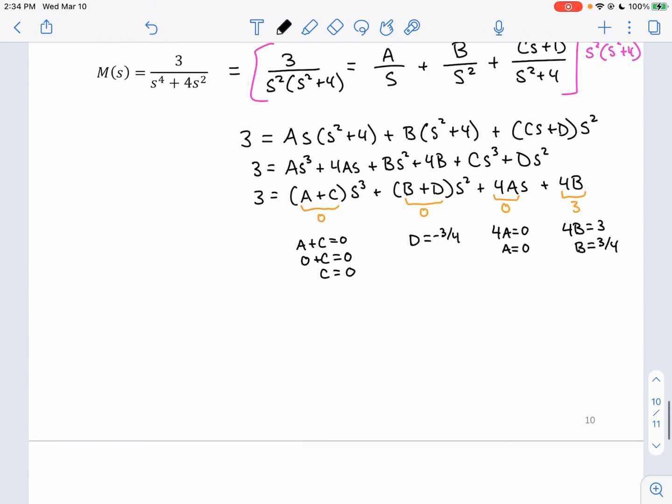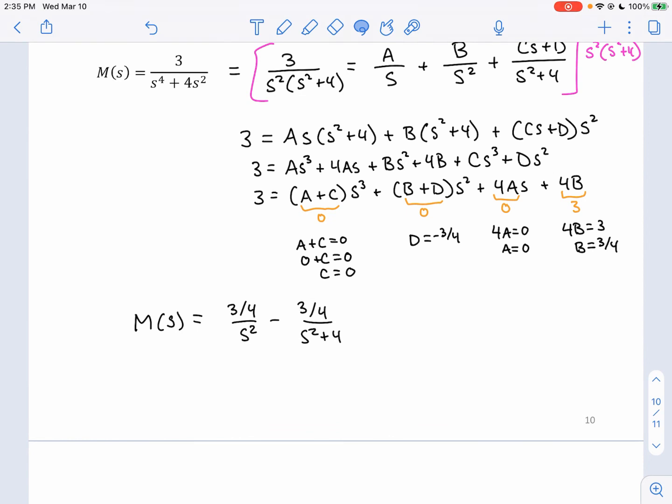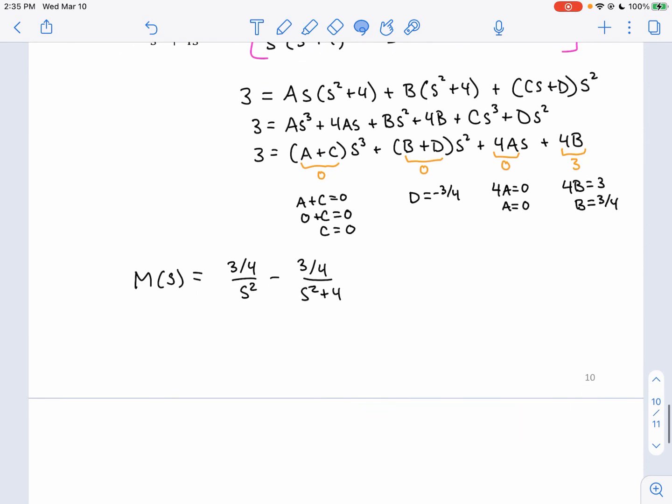Now I'm ready to do my decomposition, rewrite my capital M of s function. It's going to be a over s, and a was 0, so that's just gone, plus b over s squared, so that's 3/4 over s squared, plus cs plus d over s squared plus 4. c was 0, so all we need is the d. And that's going to be, I'll go ahead and make the subtraction, so minus 3/4 over s squared plus 4. So here's our decomposition, and now we just have to do an inverse Laplace of this.